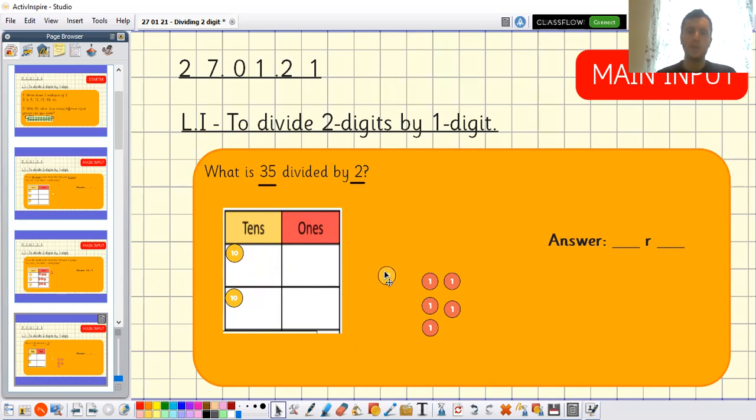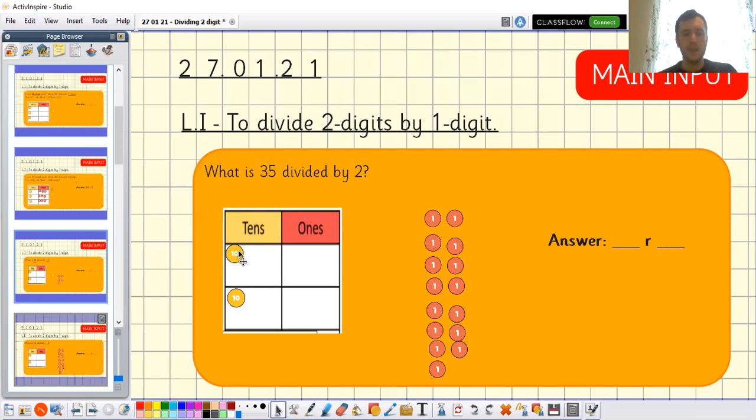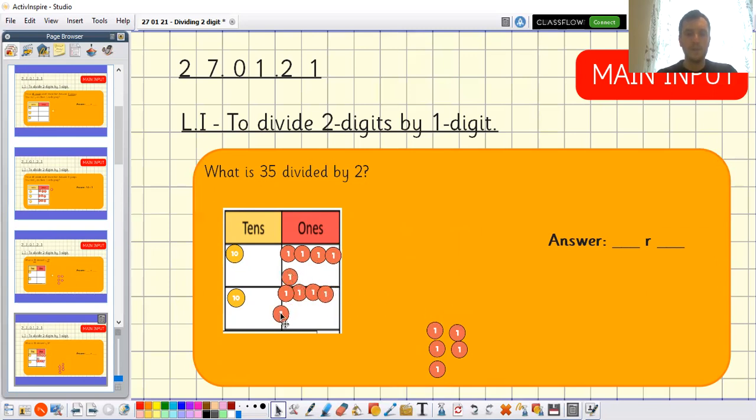What do I need to do with this 10 that I can't quite share yet? Well done if you said regroup it into 10 extra ones. So I've done that here. I now have 15 ones. So bear with me as I share them. There's 1 one in each group, 2 ones, 3 ones, 4 ones, 5 ones, 6 ones, 7 ones in each group, and I've got 1 left.